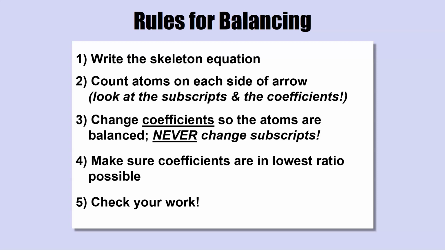Then you always want to double check that you used the smallest numbers possible to balance your equation. We want to have the simplest version of everything. So if you have a 2 and a 2, that would reduce to a 1 and a 1, for example. So always be on the lookout for reducing down your coefficients if necessary.